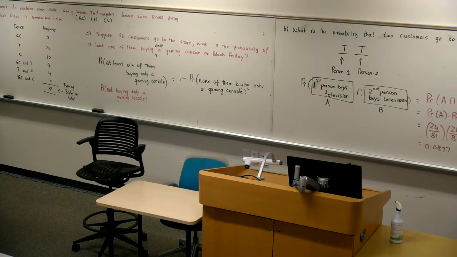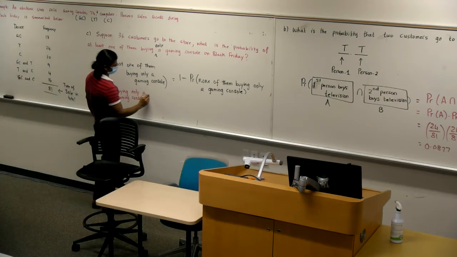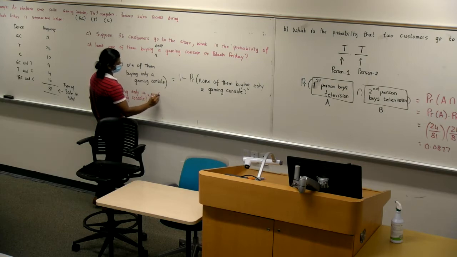What is the probability of buying a gaming console? 18 out of 81. If that is the case, what is the probability of not buying only a gaming console? 63 over 81. I'll just call it P.